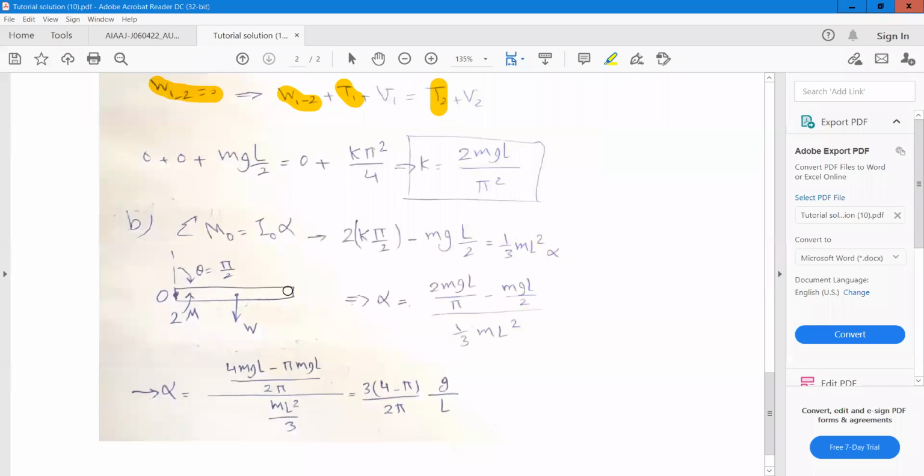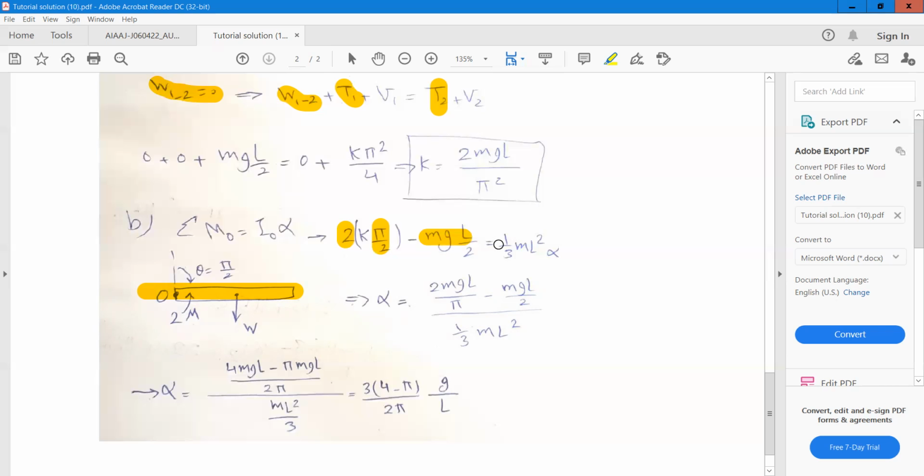If you assume this is the free body diagram for the door, when theta is equal to pi over 2, we have the weight and the moment exerted by the springs. The moment about point O must be equal to IO alpha. The moment is equal to 2 times k times pi over 2. We have 2 because we have two springs, k times pi over 2 because theta is equal to 90 degrees, and k is calculated in the previous part, minus mg times L over 2, and this is the moment due to the weight.